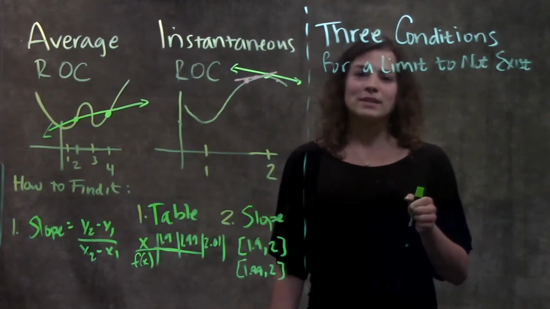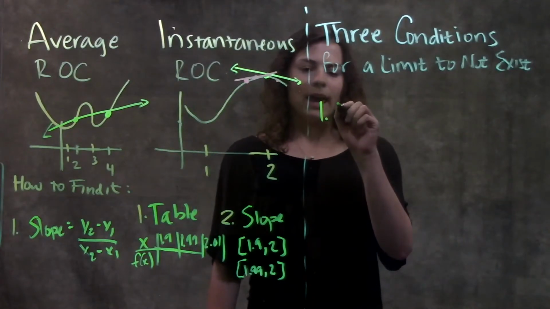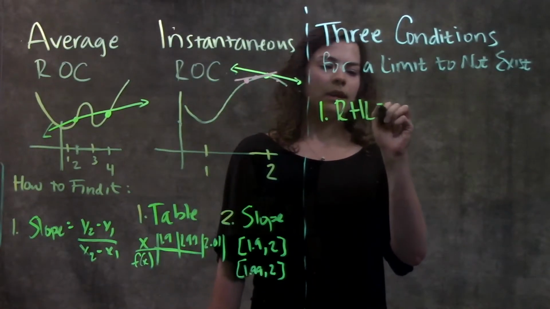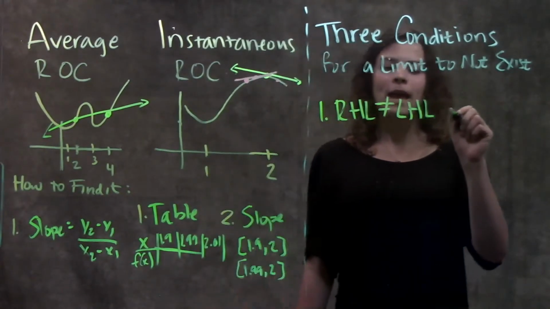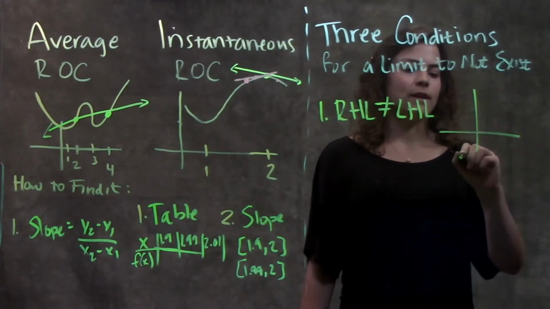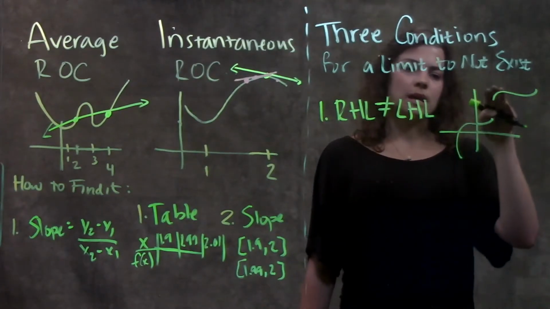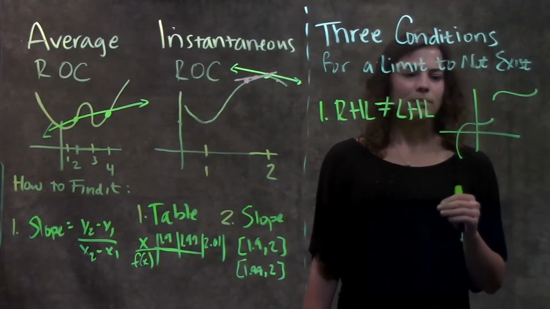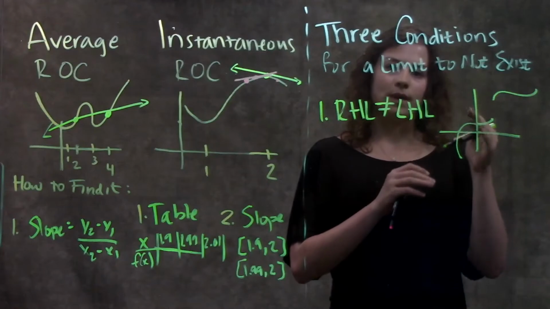Okay, moving on to the 3 conditions for a limit to not exist. Our first one is if the right-hand limit is not equal to the left-hand limit. Using some shorthand over here. And what that looks like on a graph is, let's say left hand is going here, and the right hand, it jumped up, it looks like this now. As you can see from the left-hand side, it's approaching a different value than what it is at the right-hand side.